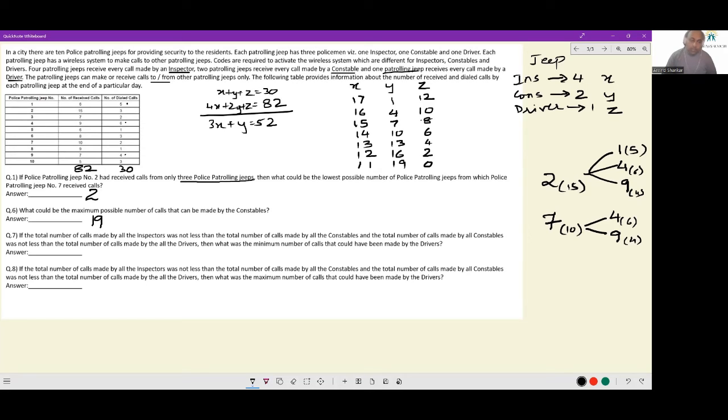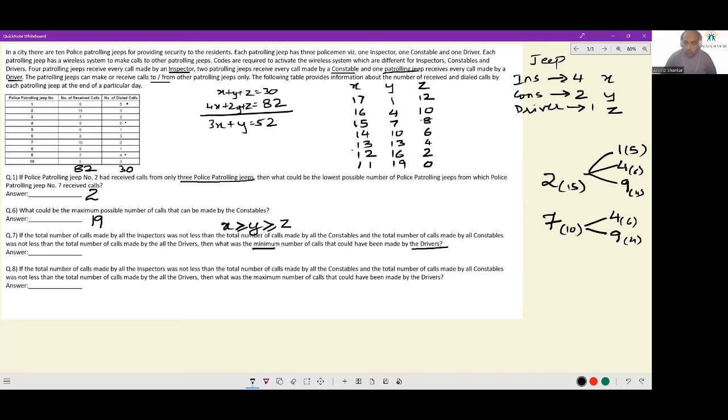Next case, if the total number of calls made by all the inspectors was not less than the total number of calls made by all the constables, so x has to be greater than or equal to y. And the total number of calls made by all the constables was not less than the total number of calls made by the drivers, so this has to be greater than or equal to z also. Then what is the minimum number of calls that could have been made by the drivers? x has to be greater than or equal to y, which has to be greater than or equal to z.